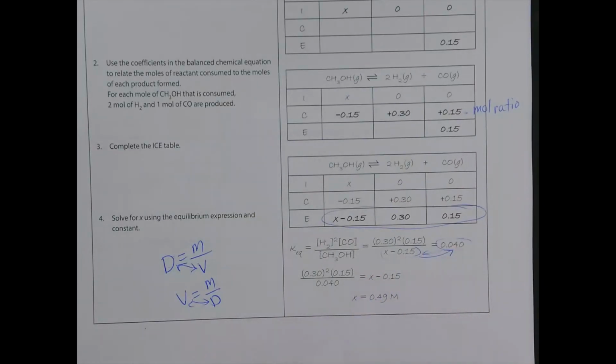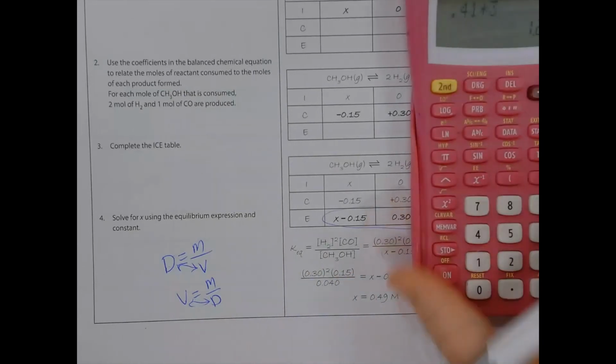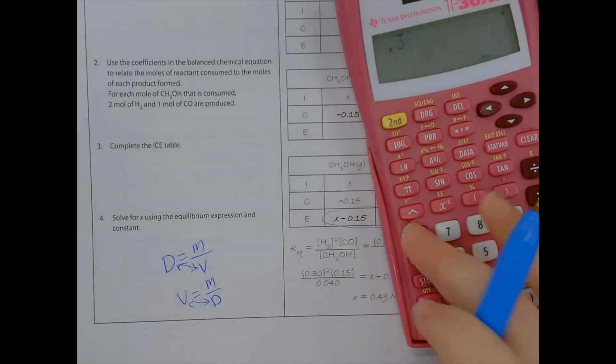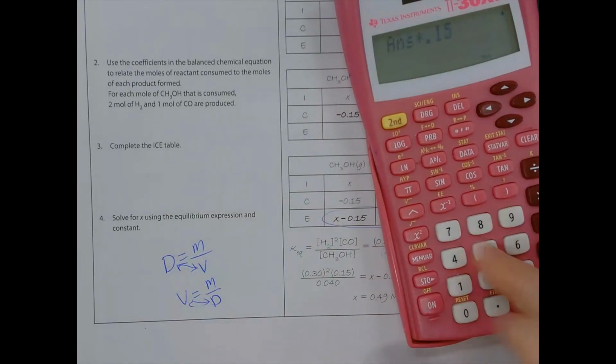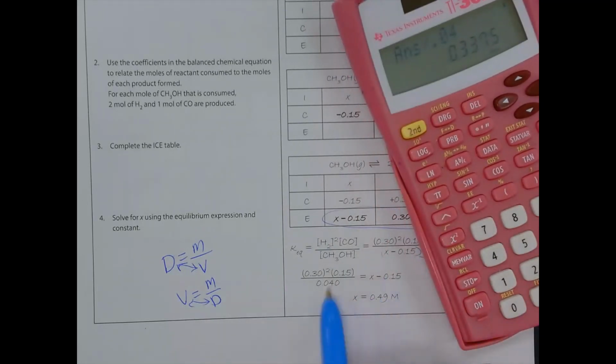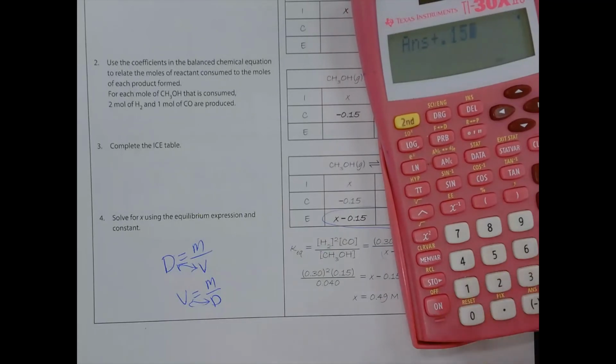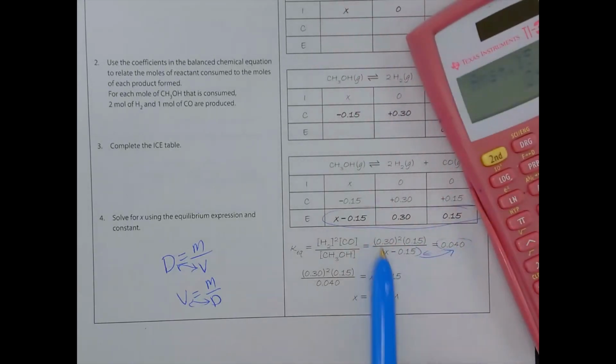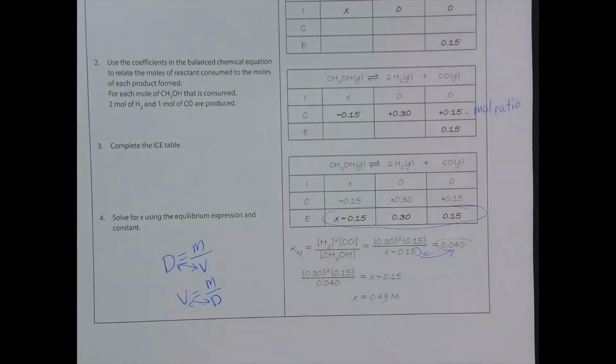That gets X all on one side, and then we can simplify the left side and get a value. If we did that, we'd have 0.3 squared times 0.15 divided by 0.04, and then we would need to add 0.15 to that from the other side of the equation to get our X by itself. That's how they get the 0.49, rounding to 2 sig figs. So X is 0.49 molar, and that gives us our X value.